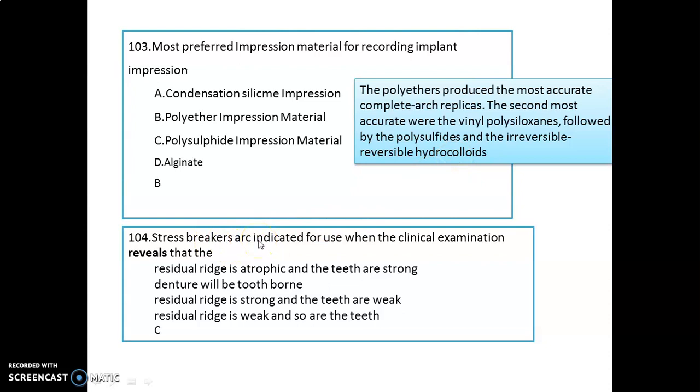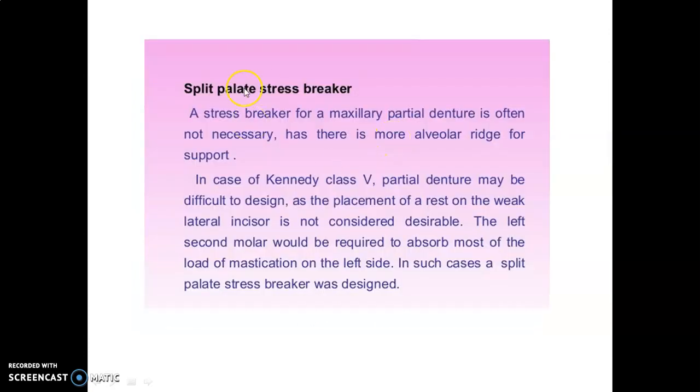Stress breaker is indicated for use when the clinical examination reveals that the residual ridge is strong and the teeth are weak. Now aspirant, the split palate stress breaker. A stress breaker for a maxillary partial denture is often not necessary because there is more alveolar ridge for support. But in cases of Kennedy class 5, your partial denture may be difficult to design because you cannot place a rest on the weak lateral incisor. So your second molar has to absorb most of the load. In such cases you can go for the split palate stress breaker.